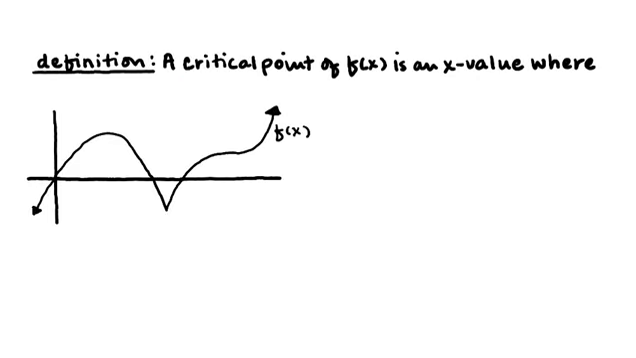So we'll start with the definition of a critical point. A critical point of a function is an x value where either the derivative is equal to 0 or the derivative doesn't exist. So f prime is undefined.